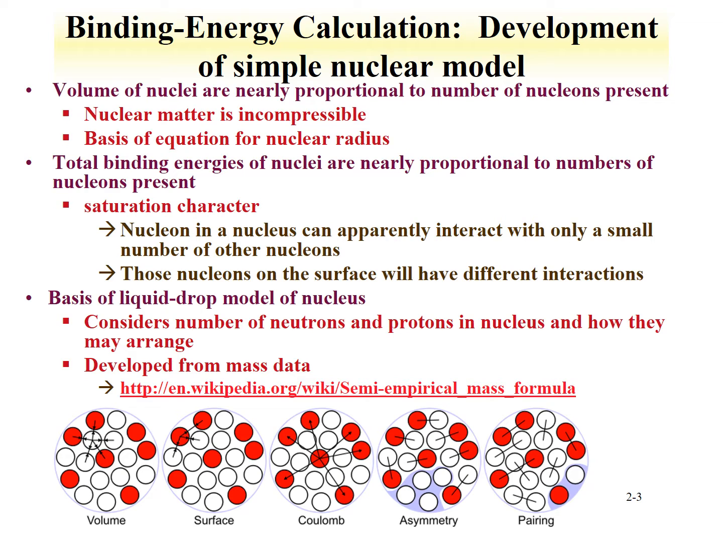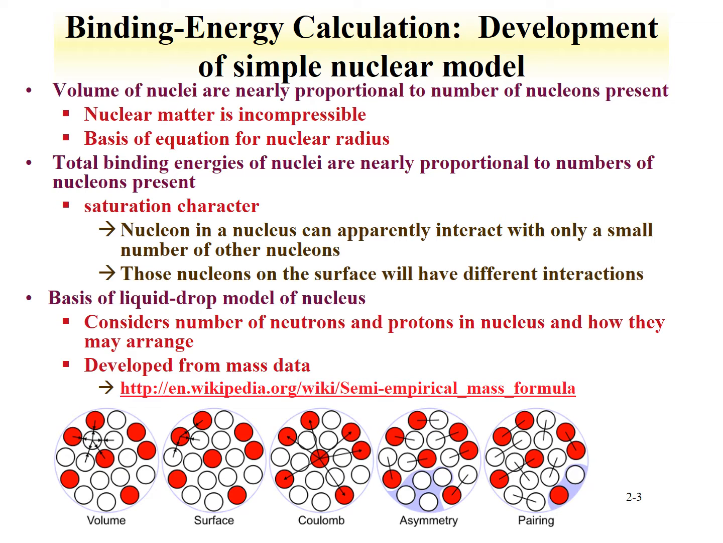The volume of nuclei is basically based on the number of nucleons present. You can't compress nuclear matter, so the size is fundamentally based on the number of nucleons. And this is the basis of the equation of the nuclear radius. Radius is just proportional to the number of nucleons. And something being incompressible sounds like water.